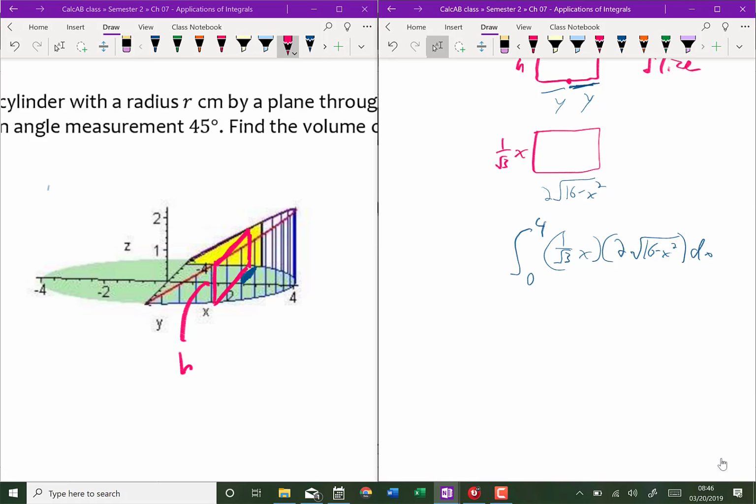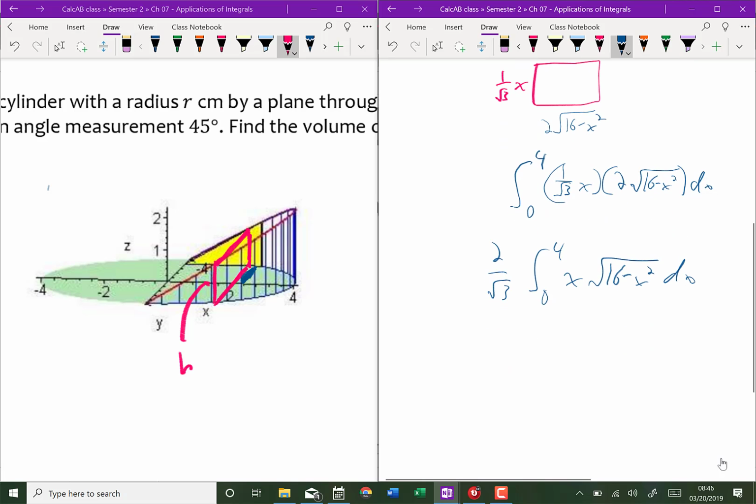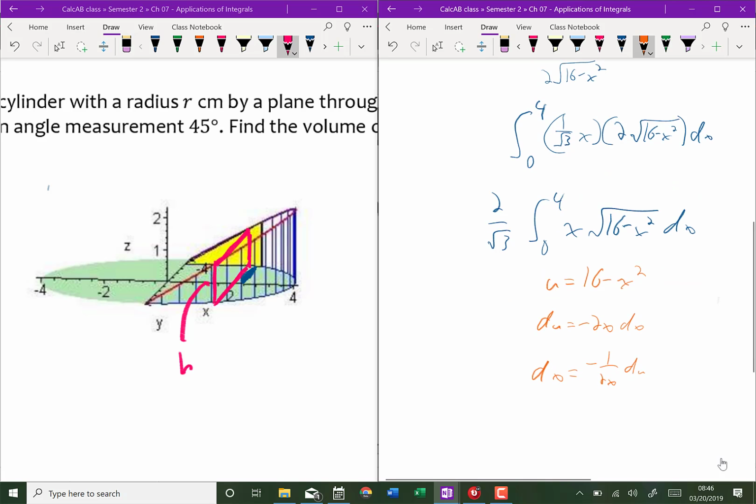So if it's all this, let's pull out our constant multipliers. 2 over root 3, and I have x root 16 minus x squared dx. What's the strategy I'm going to use to integrate this? U substitution. U is equal to 16 minus x squared. Du is negative 2x dx. dx is negative 1 over 2x, my bad, du. It's going to cancel the x out.